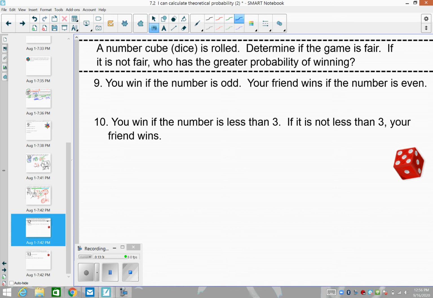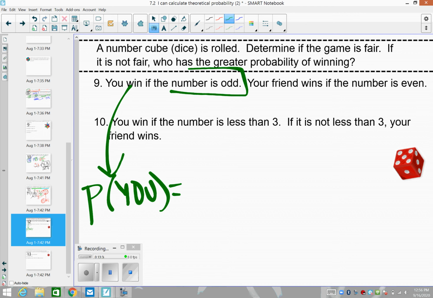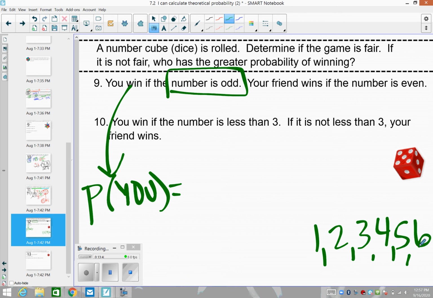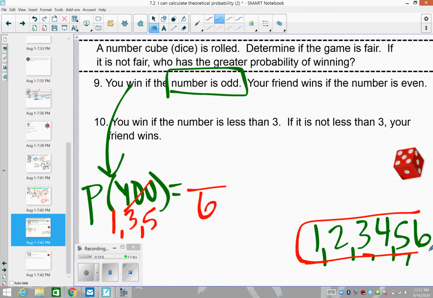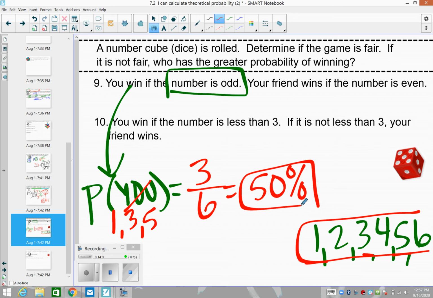Okay. You win if your number is odd. So if we think of a dice, 1, 2, 3, 4, 5, and 6 are the numbers on a dice. You win if you get an odd number, 1, 3, or 5. We have 6 numbers on the dice, and 3 of them are odd, 1, 3, and 5. That gives you a 50% chance of winning.